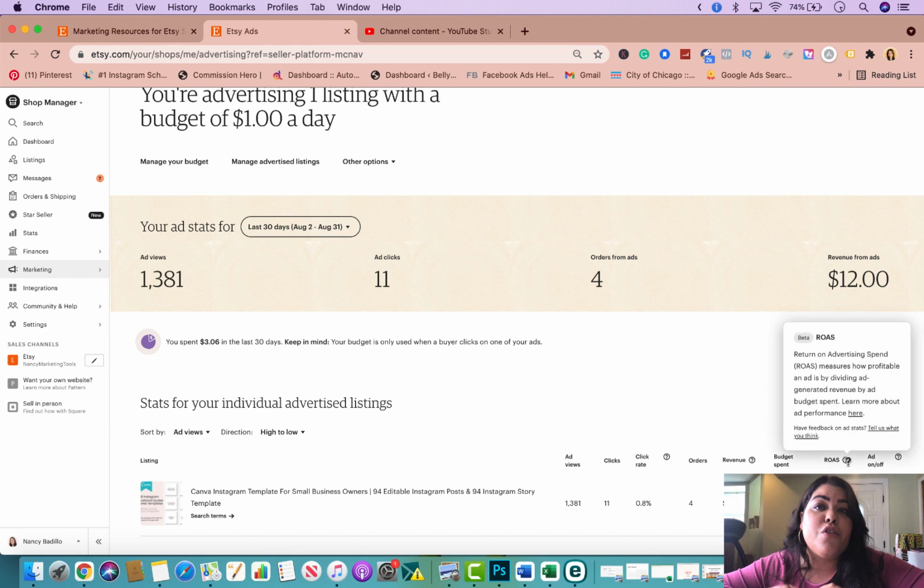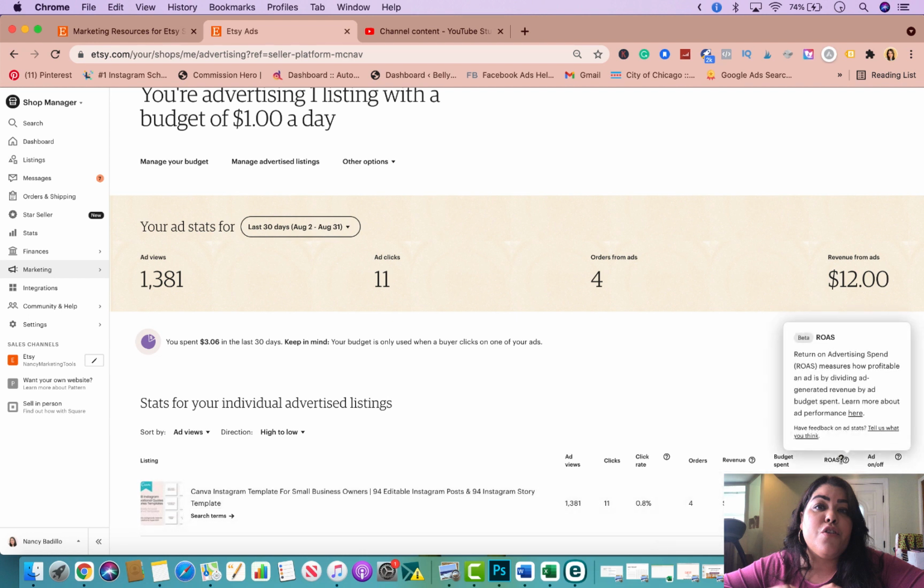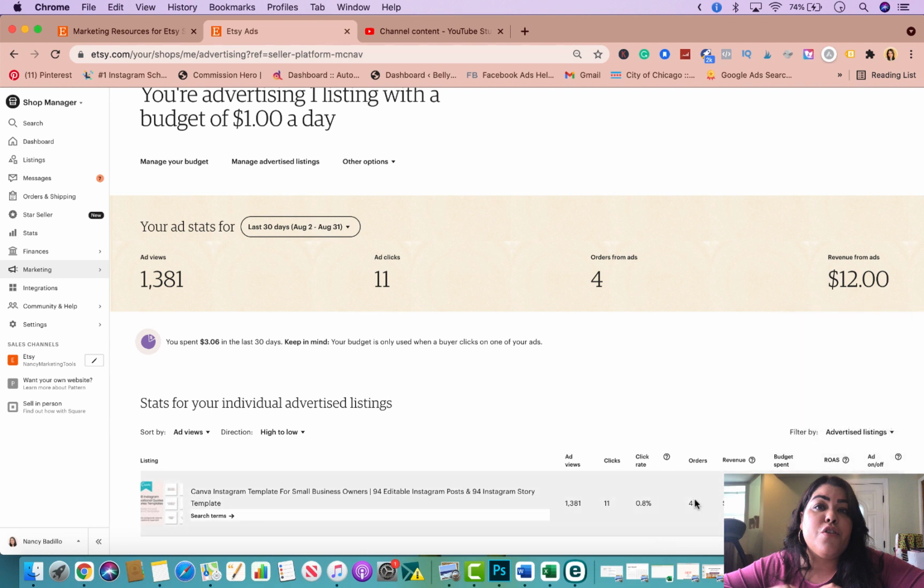This is the return on advertisement spend. So this tells you that my return is 3 times more, obviously, right? Because I spent $3 and I made $12. So that is right. What this gives me is a good indicator that running the ads is a good thing to do.